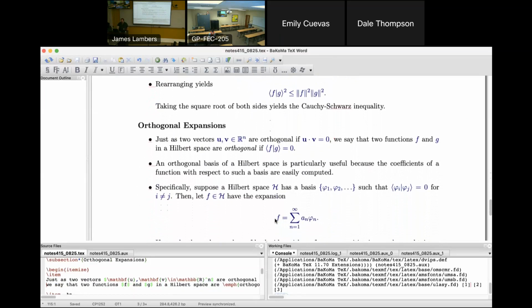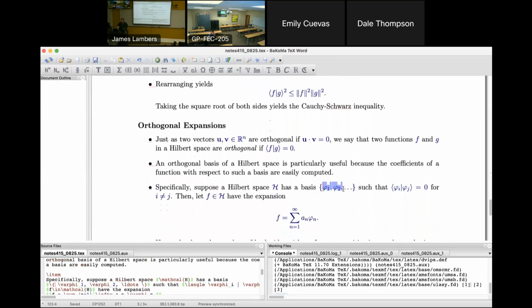And here's how. Suppose you have a Hilbert space, and it has some basis functions phi 1, phi 2, and so on. That could be infinite. It just depends on the Hilbert space in question. And if it's known that the functions in your basis are all orthogonal, that means the scalar product of any two distinct functions from this basis is 0.